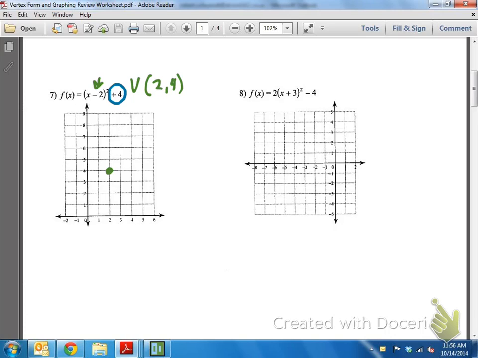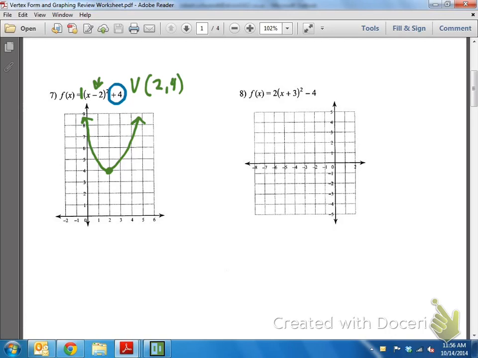Now, another thing I like to see is whether it opens up or down, if my vertex is at the minimum or maximum, or how fat or skinny my graph is, based on a. And a is the number in front of the parentheses. I just wrote in a 1 because there was no number there, but there's always an implied invisible 1. So 1 means it's positive, so it's going to go up, and it's going to look fairly normal. So that's what a parabola looks like.